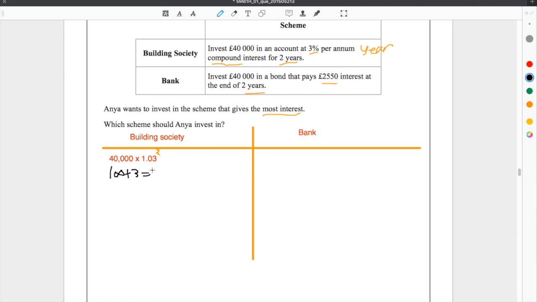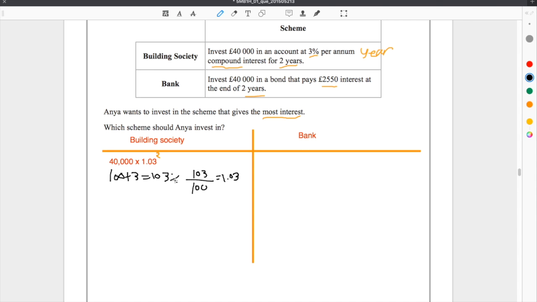Now that's 103%. And to convert this to a decimal, similar to the previous question in the exam, which I believe was question 3 earlier on in the paper, we divided it by 100 to get this as a decimal, which gives us that 1.03. So with this being a written communication question, it's probably worth writing that out, but not necessarily required. This is what we must show: 40,000 times 1.03 to the power of 2, because it's 2 years, and it's always to the power of the amount of time that it's been invested for. Type that into the calculator.